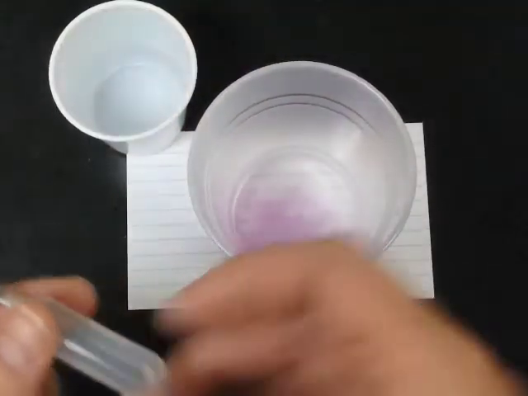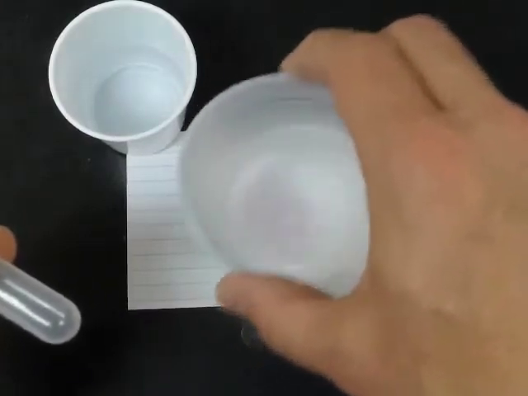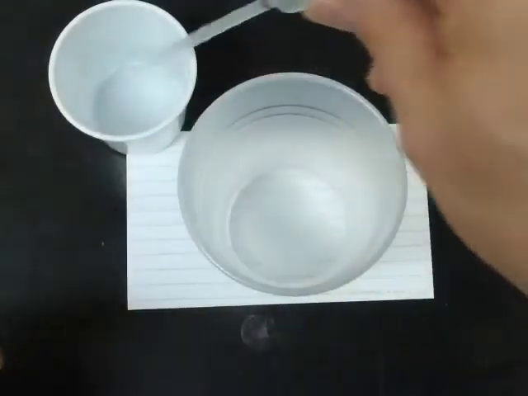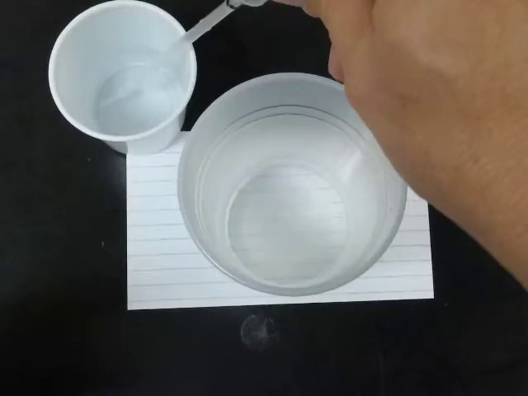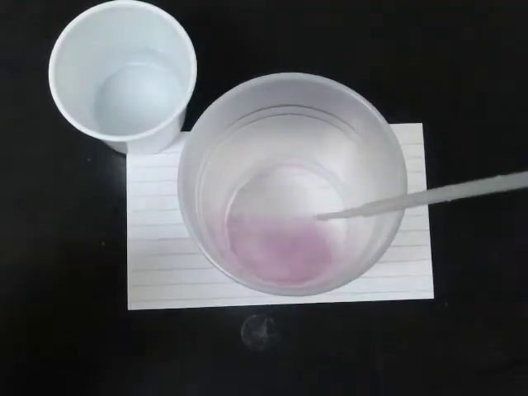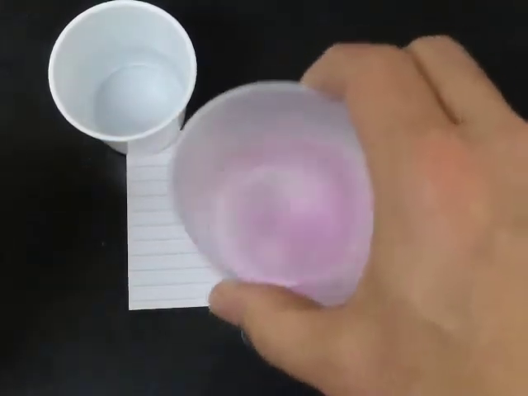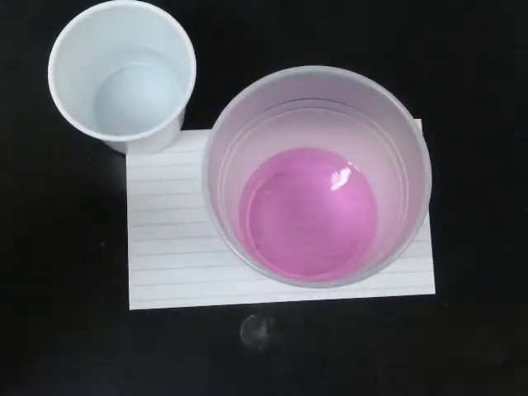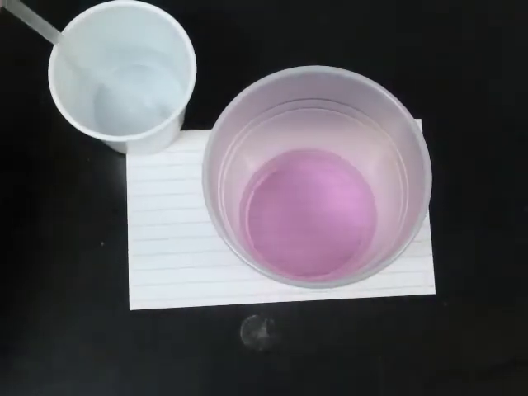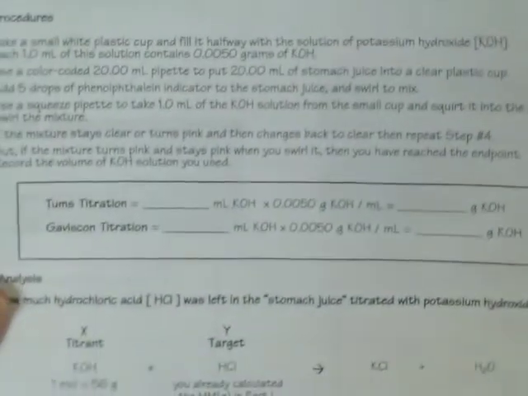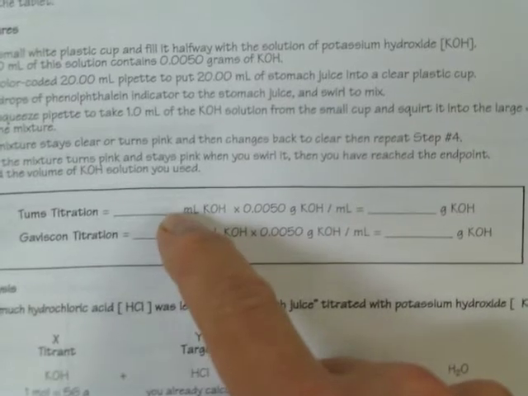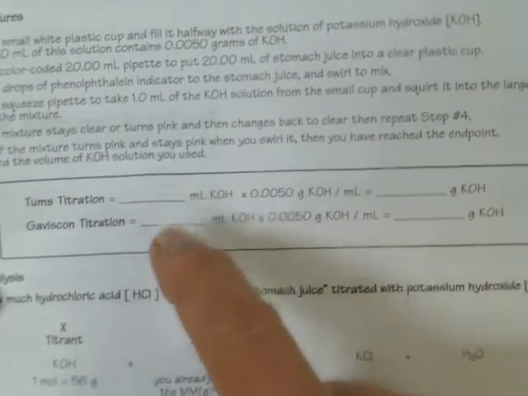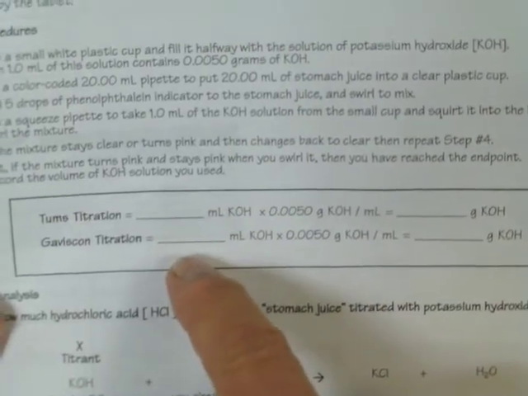I see the pink color, but I'm going to swirl it and the pink color goes away. What I'm looking for is which milliliter I add that makes it turn pink and stay pink. So there's pink, and there we go. So that's what I want to count, how many milliliters I had to add for that to happen, and then I'll record that on my data table for the Tums titration, and then I'm going to repeat all the same steps again for the Gaviscon sample.